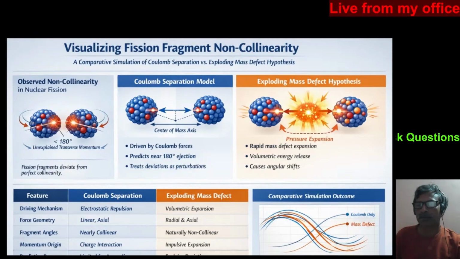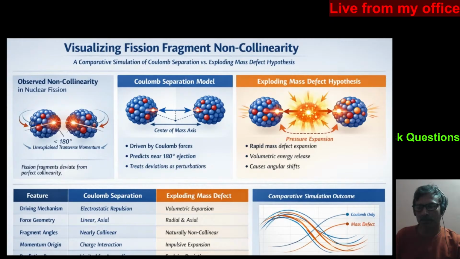Conventional framework versus the Exploding Mass Defect Hypothesis, EMDH. 1. Non-collinear fission fragment damage tracks. Conventional framework, Coulomb-dominated separation: fission fragments are assumed to separate in an approximately back-to-back configuration, driven primarily by radial Coulomb repulsion. Minor angular deviations are expected to be rare and small, attributable to thermal motion, fragment spin, or measurement uncertainty.